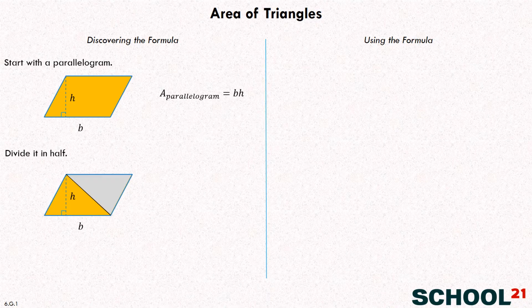So what's the area of that triangle that has the b and the h there? Half of base times height. Half of base times height, because it's just half of the parallelogram. And we already know that the parallelogram's area up here was base times height, so the triangle must be 1/2 base times height. And really, you've just discovered the formula for the area of a triangle.